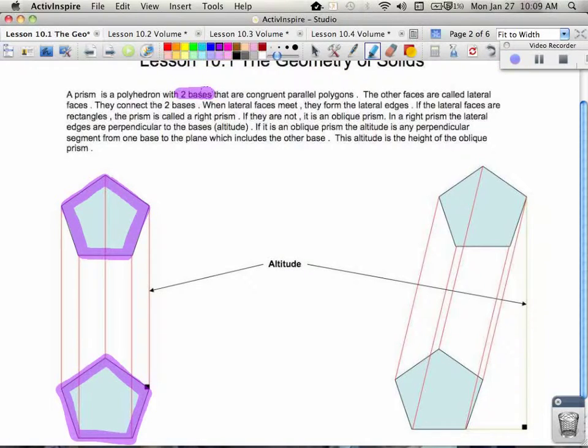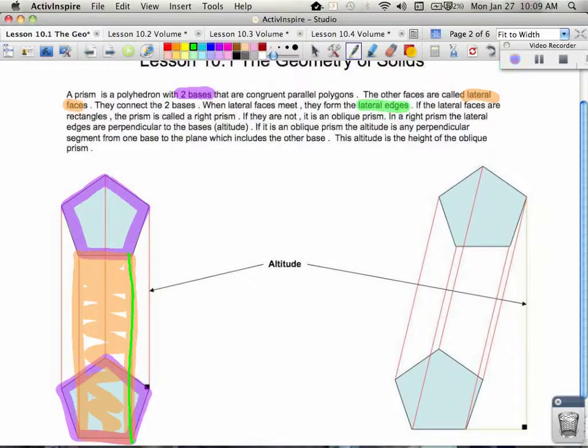The other faces are called lateral faces. So an example perhaps of the lateral faces would be one of these rectangles that you see that are connecting the bases. And if you have more than one lateral face meeting, that's a lateral edge. So lateral edges would be when two faces come together, like for example, right here. There's a lateral edge highlighted in the green. And we have earlier talked about these lateral faces being rectangles.